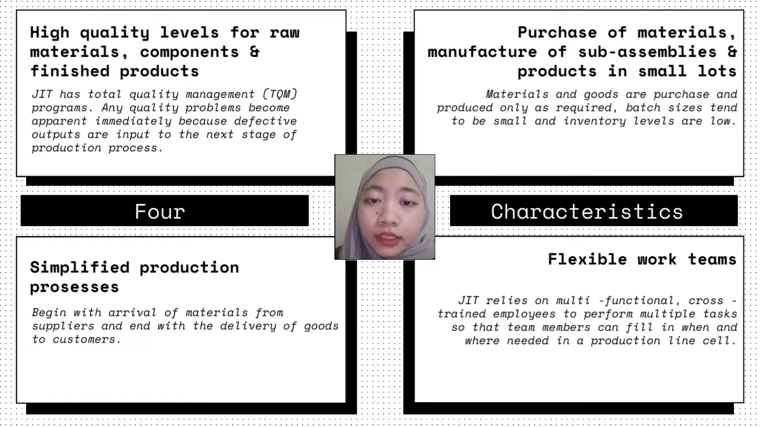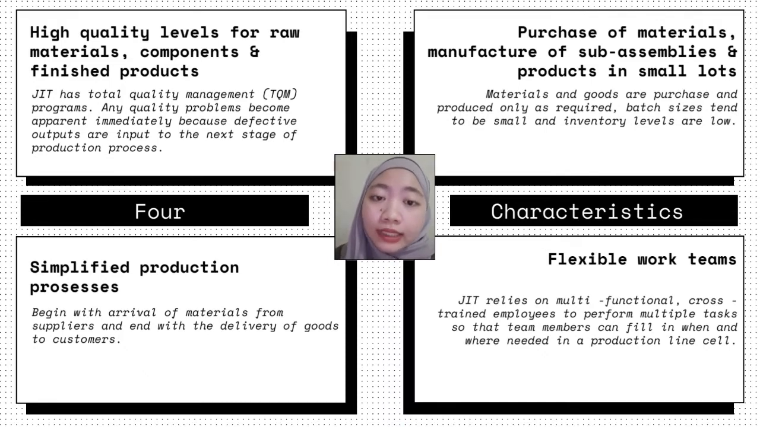And for the third characteristics, as shown on the bottom left corner, simplified production processes. The term simplified here meaning that the JIT production system is a very simple process where it begins with the arrival of materials from the suppliers and ends with the delivery of goods to the customer.